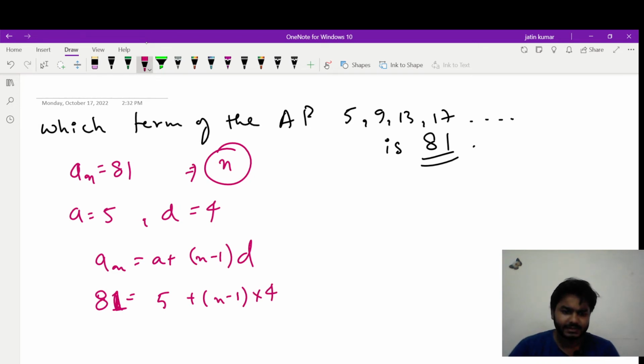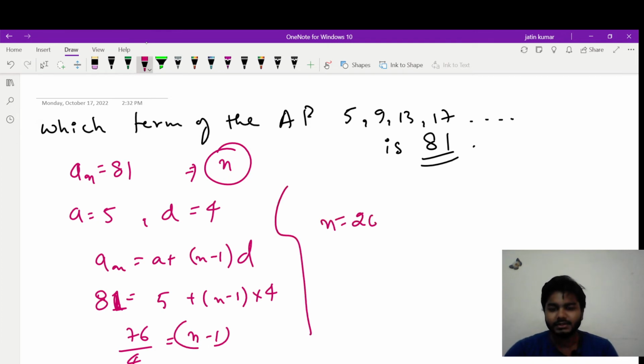कितना होता है? 76 होता है. 76 upon 4 कितना होता है? 19. 19 is equal to n minus 1 and n will be 20. So on the 20th term 81 will occur.